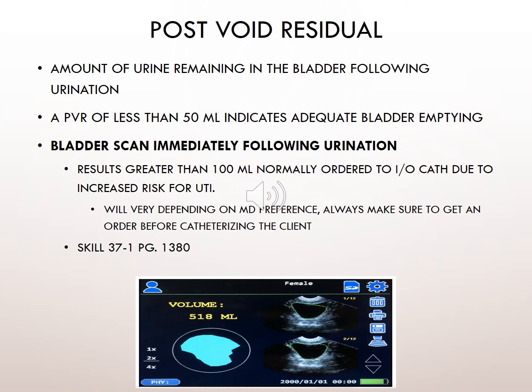If the post-void residual, or the amount shown on the bladder scan, is less than 50, this indicates that the patient has adequately emptied their bladder. If the results are greater than 100 mLs, we will let the physician know, and a lot of times that physician may order an in and out cath, because we don't want to leave that urine retained in the bladder because of the increased risk for UTI.